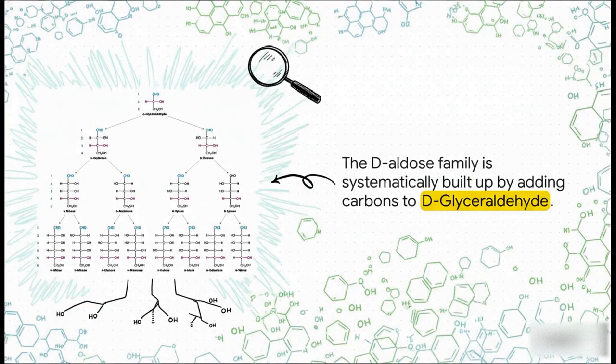And check this out. This is where that simple D/L rule becomes so powerful. You can see here how the entire family of D-aldoses is built up systematically, all starting from that one simple block, D-glyceraldehyde. Every time we add another chiral carbon, the path splits in two, doubling our possibilities. It's this logical progression that generates all the incredible structural diversity we see in nature.